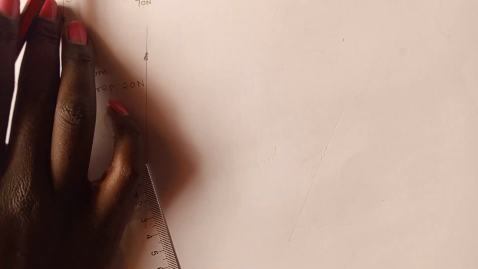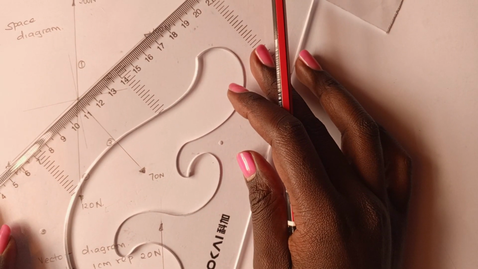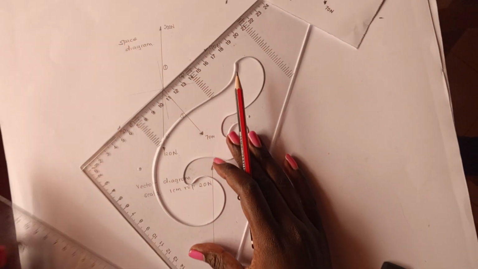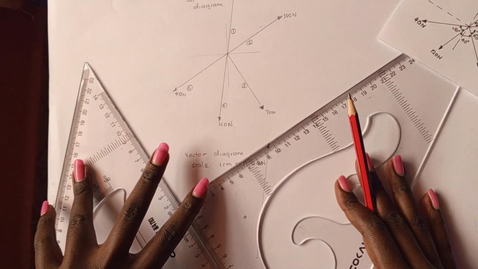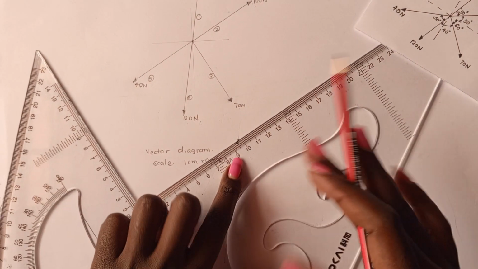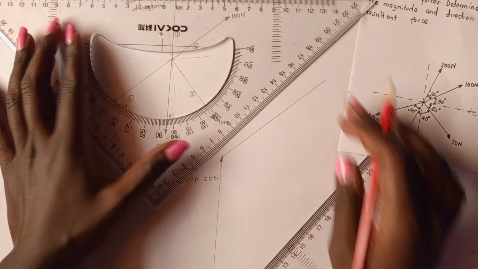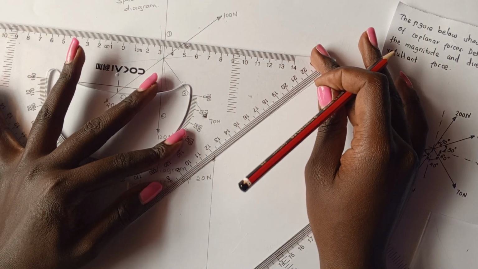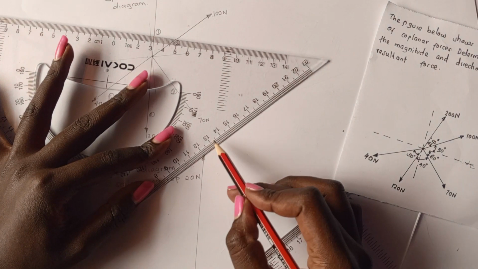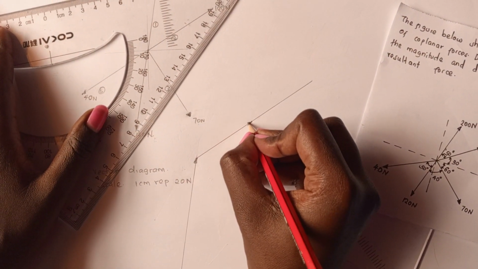Now I'm going to have a line parallel to 100 Newton force to this point here. Maybe I can erase this, make it a bit clear. So let's go ahead and transfer this force, 100 Newton force. Draw that force in that direction. So it's 100 newtons. From our scale, we'll now have 5 centimeters. So this would be 1, 2, 3, 4, and 5. This becomes the nose of my second vector.